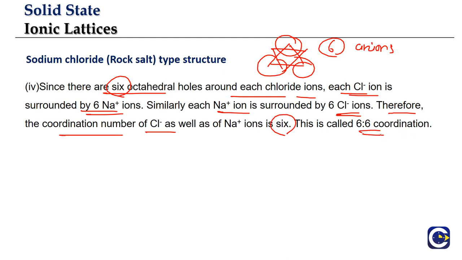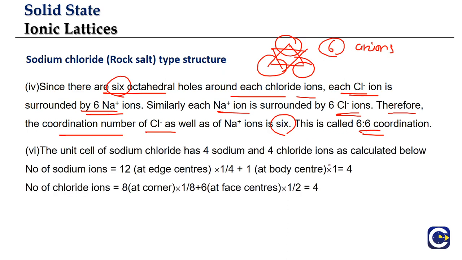6:6 coordination number is what we call it as. So each Na plus will be surrounded by 6 Cl minus ions. Each Cl minus will be surrounded by 6 Na plus ions. Why are we calling as 6:6 is because we will see some compounds where the coordination number of the cations will be different from the coordination number of the anions.